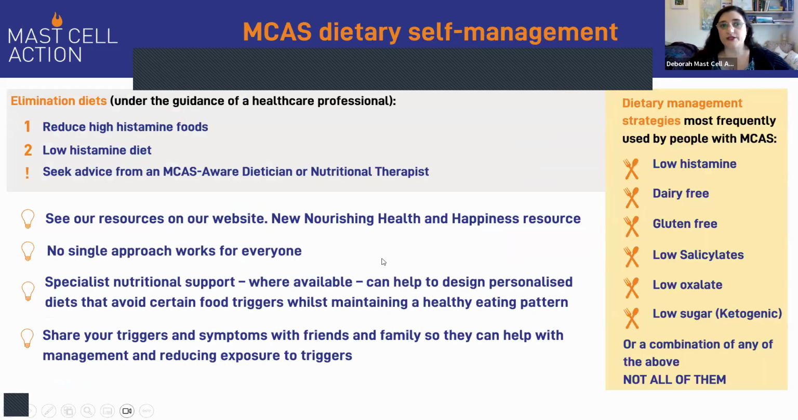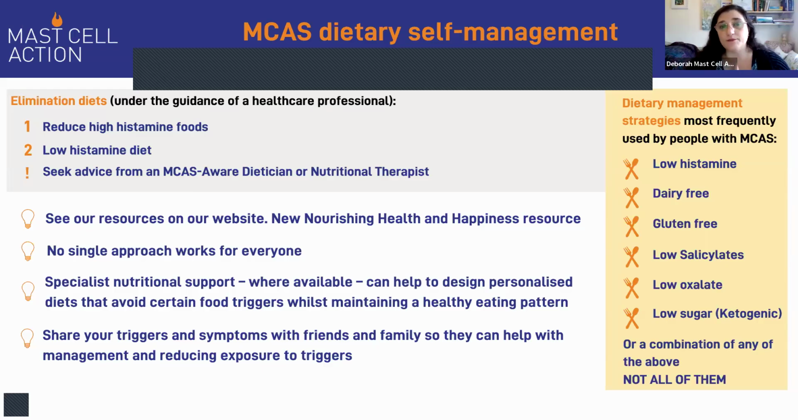So, in terms of dietary self-management, food contains histamine. All food contains histamine. And when we eat, our digestive system releases histamine. So that all adds to our histamine bucket. But some foods are very high in histamine, and some foods are very low in histamine. So, generally speaking, reducing your high histamine foods and focusing primarily on eating some lower histamine foods can help you to manage your histamine bucket.